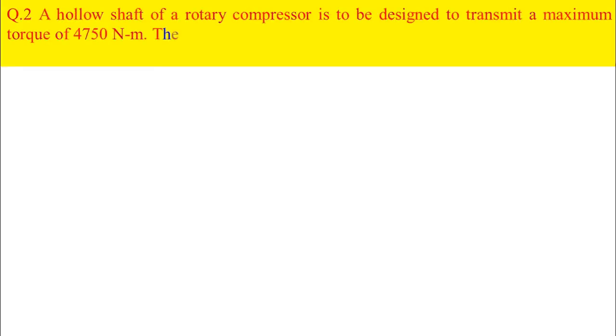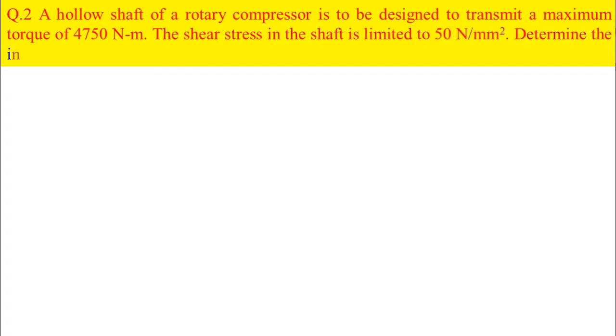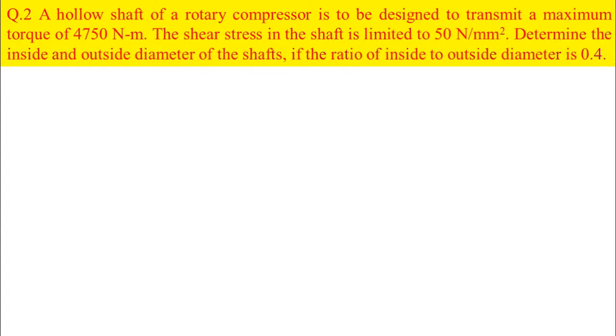Now we will see the second problem. A hollow shaft of a rotary compressor is to be designed to transmit a maximum torque of 4750 Newton meter. The shear stress in the shaft is limited to 50 Newton per mm square. Determine the inside and outside diameter of shaft if the ratio of inside to outside diameter is 0.4.